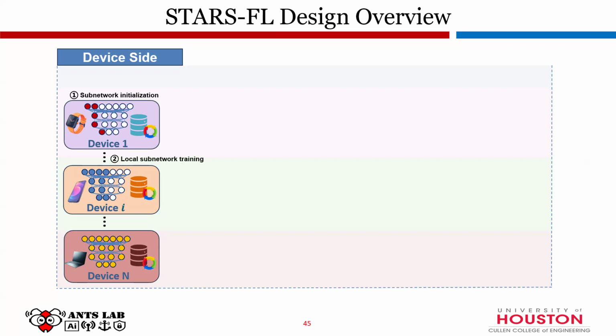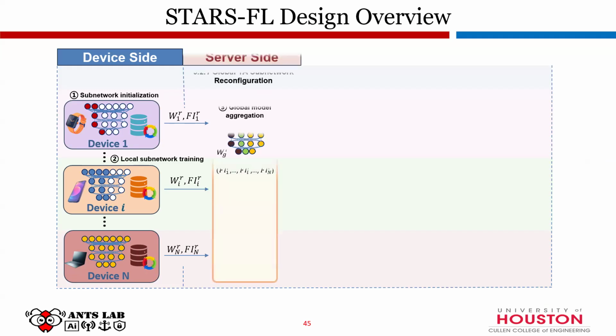The next part is the local subnetwork training, which is done with all the federated learning procedures. But instead of only transmitting the weights, we actually also want to collect the Fisher information from all those local devices. So what the server side does is a global model aggregation, where we aggregate the subnetworks from all those devices, and we also collect all the different Fisher information from the devices.